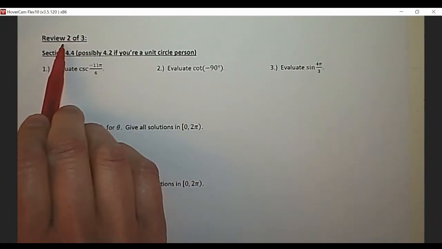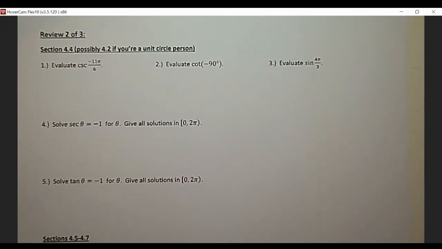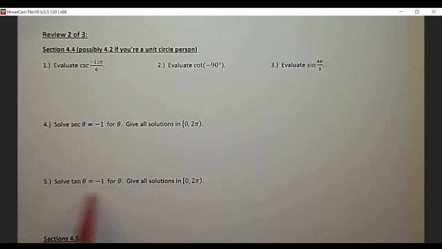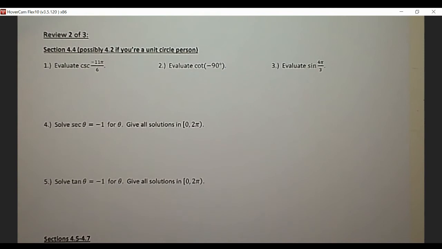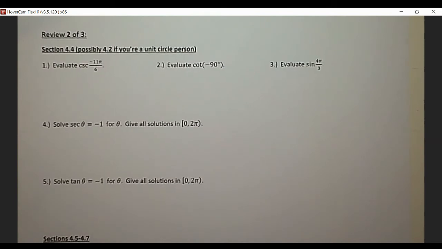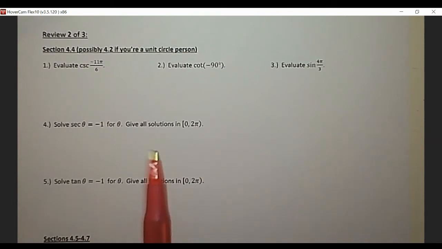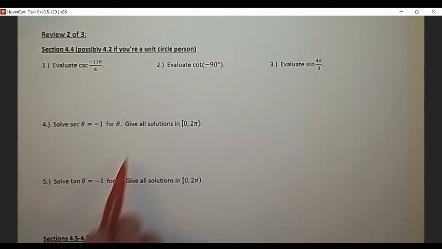So this is review 2 of 3 review worksheets that I'll be making for you. For the first 5 here, depends on how you do the problem, if you're a unit circle person or if you like the 30, 60, 90 and the 45, 45, 90, or some of you do a combo. So if I don't address your needs as I go through these, you can just reach out to me and I'll help you with whatever method you're choosing to use.